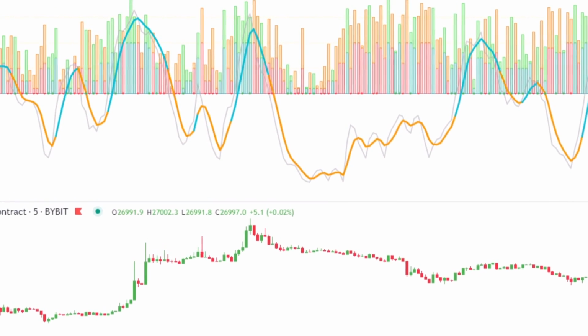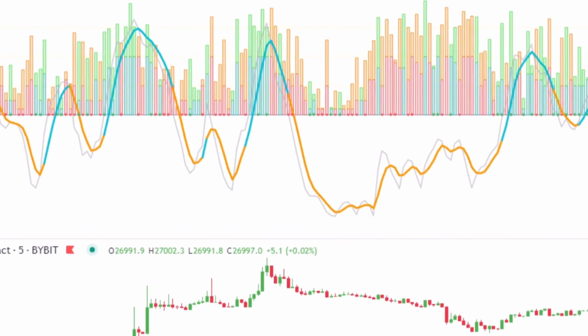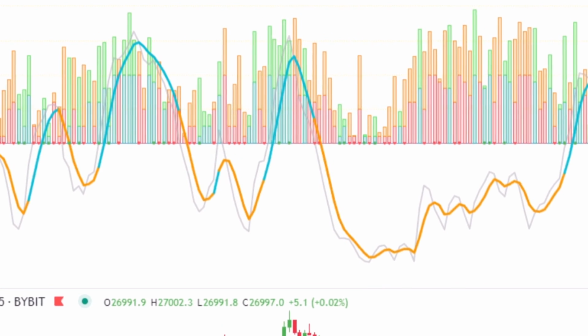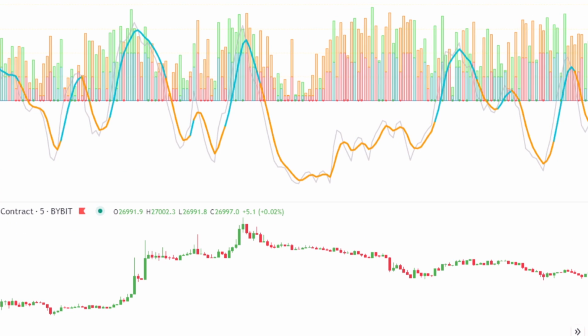Today we're diving into an extremely powerful tool that has the potential to dramatically improve your trading experience. This TradingView indicator is much better than your standard MACD, RSI, or stochastic.